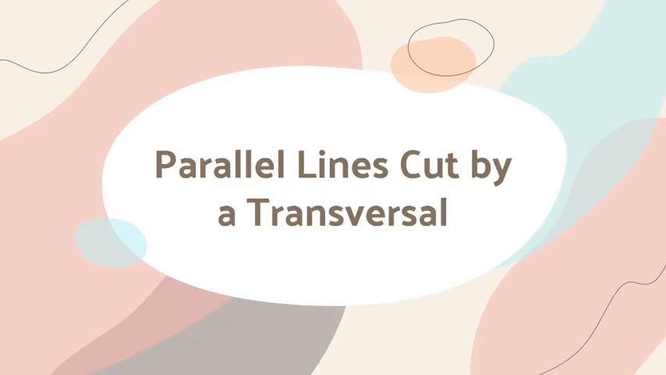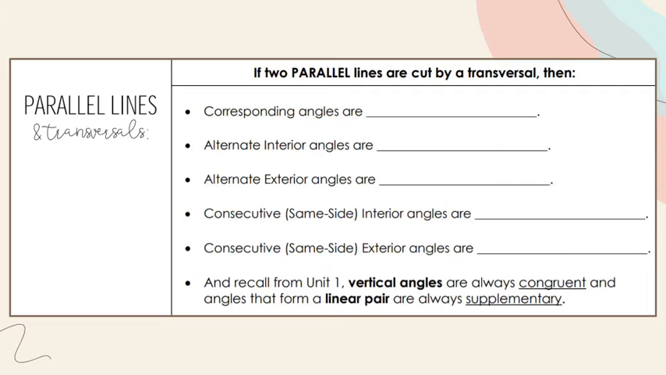Hello, today's video is going to be about parallel lines cut by a transversal. Keep in mind, this is only for parallel lines, okay? So for parallel lines, corresponding angles when they're cut by a transversal are going to be congruent. Alternate interior angles will also be congruent. Alternate exterior angles will be congruent.